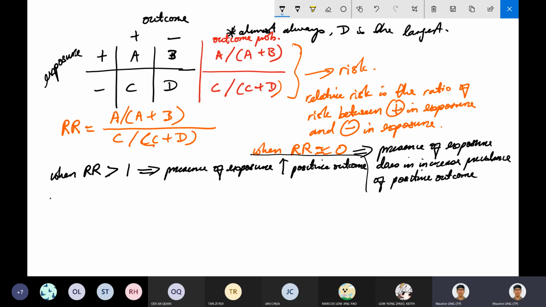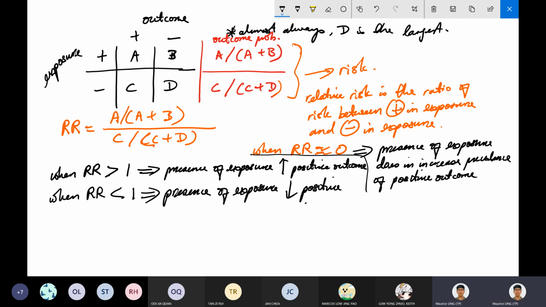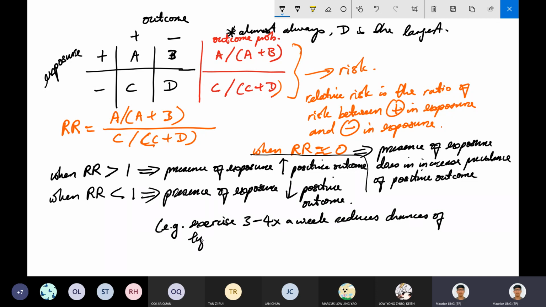On the other hand, when your relative risk is less than 1, what does that mean? Decreases, opposite way. The presence of exposure decreases the positive outcome. This will be in the example that, let's say, exercise 3 to 4 times a week reduces chances of, let's say, your type 2 diabetes. So you expect the relative risk to be less than 1.